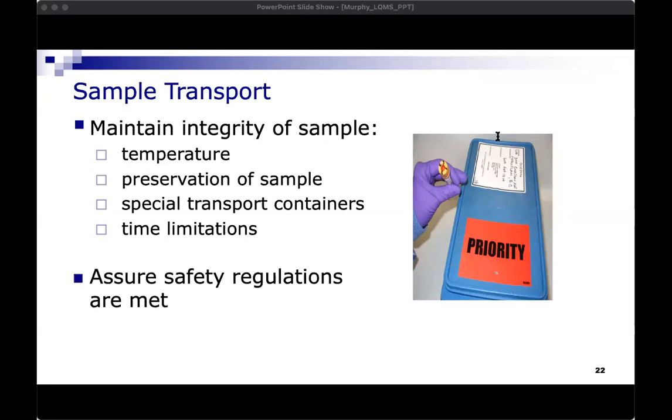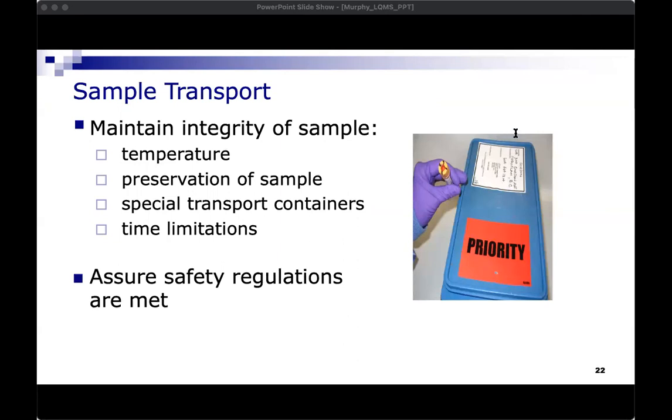Maybe sometimes samples need to be transported to other labs to do additional testing or referred, things like that. And the distance can really vary too. Sometimes maybe it's just a short car ride, maybe you're putting them on a plane. But regardless, you need to think about the integrity of the sample to make sure that you're not going to lose any sample integrity in the transportation process.